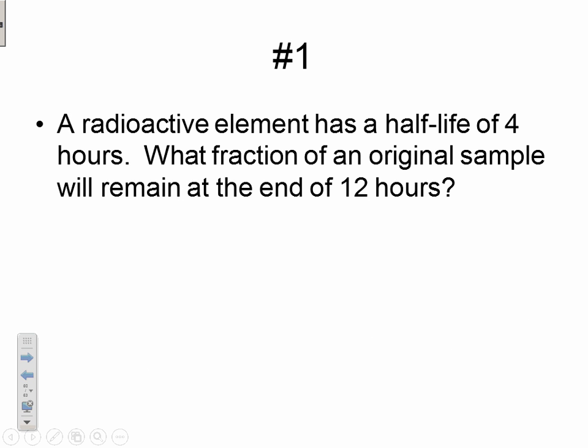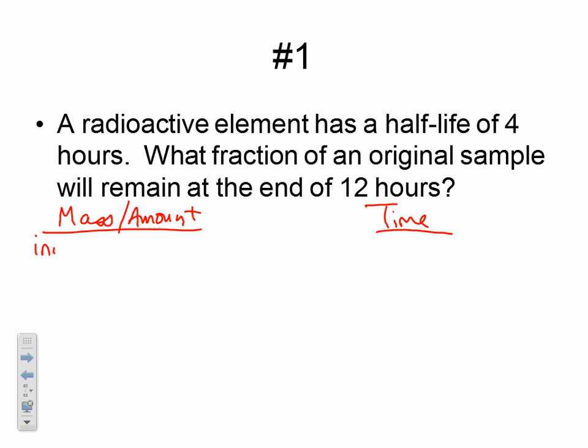So a radioactive element has a half-life of 4 hours. What fraction of an original sample will remain at the end of 12 hours? So just like in the previous one, we're going to analyze the data, and we're going to put it into 2 categories: mass/amount and time. And we're going to figure out what they gave us and what we need to solve for. So again, with mass and amount, there's always going to be an initial amount and a final amount. And with time, there's always going to be a total time and a 1 half-life time.